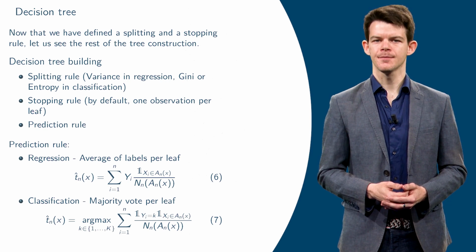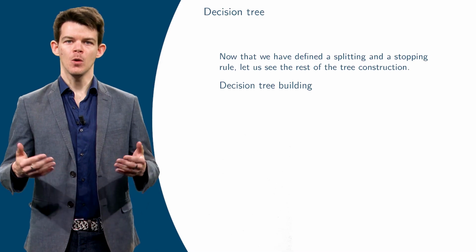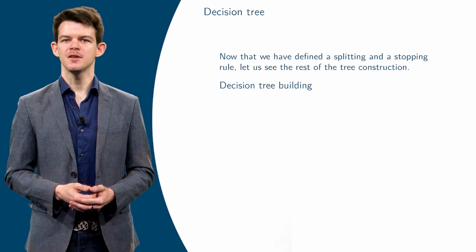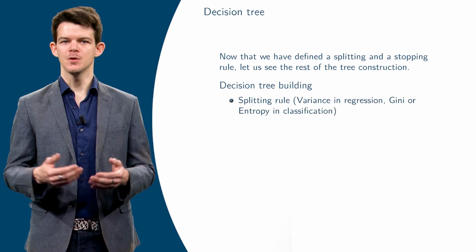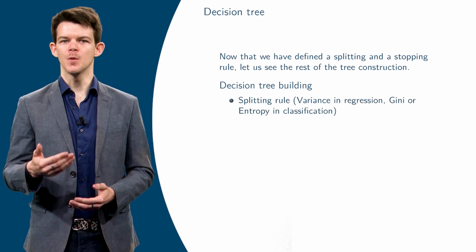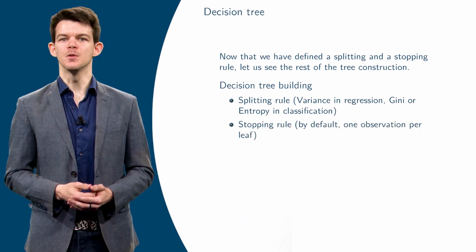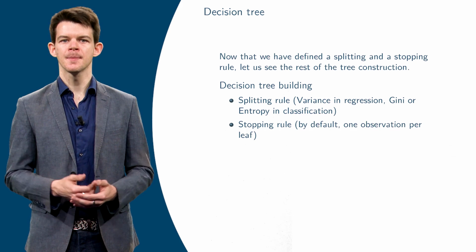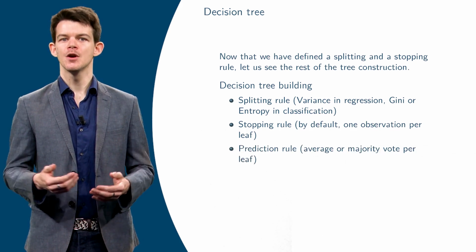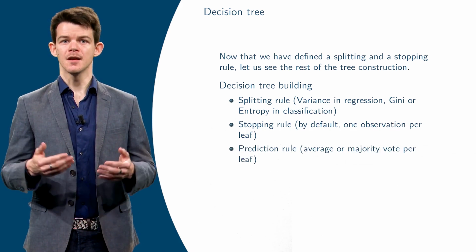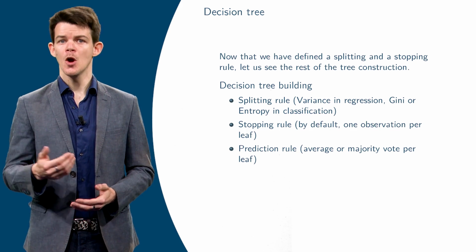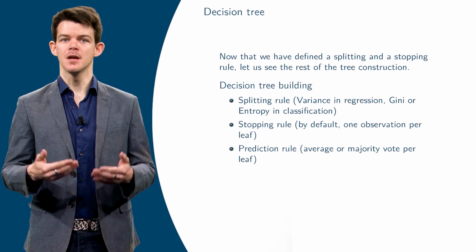We have thus defined the whole construction of a tree by specifying the splitting criterion using an exhaustive search based on the reduction of an impurity criterion, the stopping criterion leading to fully grown trees by default, and the prediction rule, average or majority vote. These are the elements you have to choose when implementing a decision tree in practice.